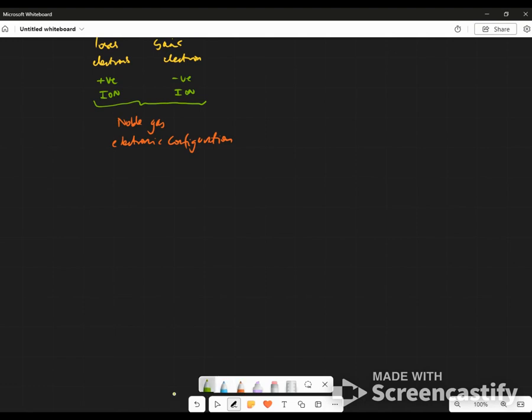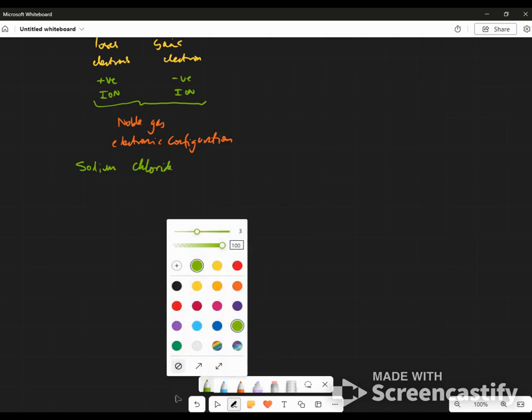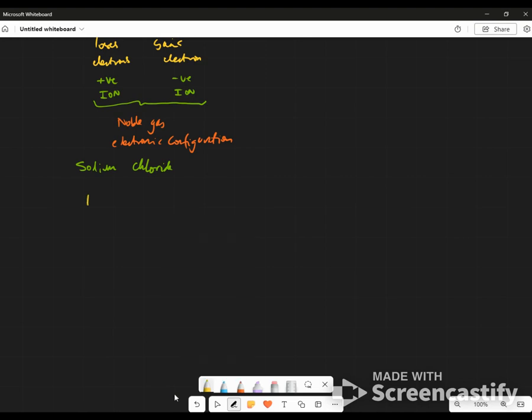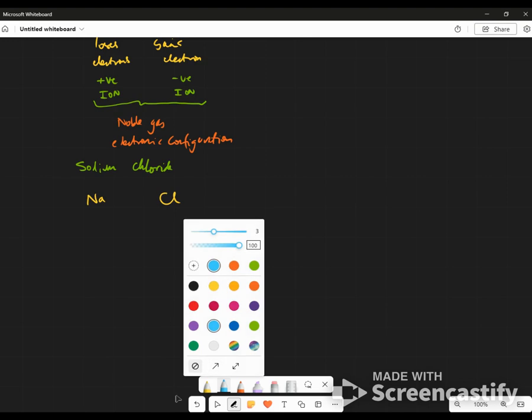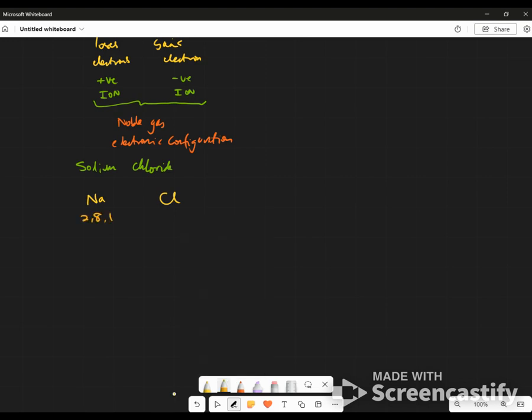So the first one, let's do sodium chloride. The bonding diagram for sodium chloride. Okay, so let me do this. First of all, sodium. There's sodium and there's chlorine. First thing you've got to do is understand the electronic configurations. Sodium is 2,8,1 and chlorine is 2,8,7.